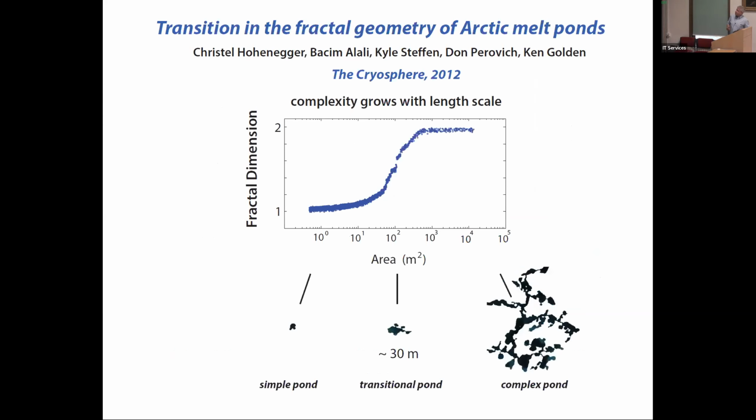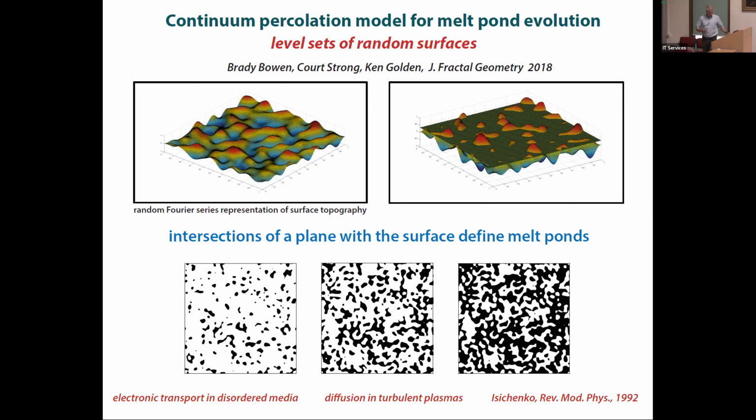And so instead of one fractal dimension, we found a transition in the fractal dimension, as you can see here, centered around 100 square meters. A simple pond, then a transitional pond, and a highly complex self-similar pond with a boundary that's behaving like a space-filling curve.